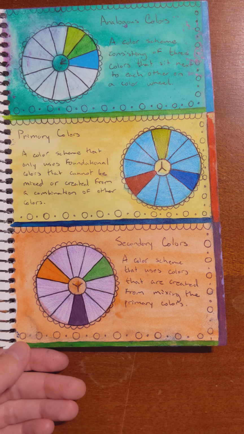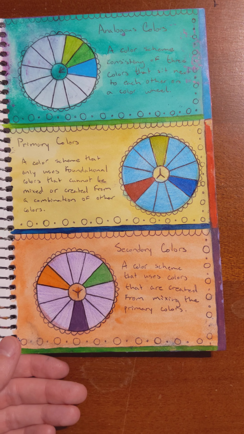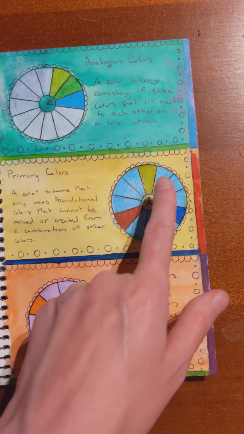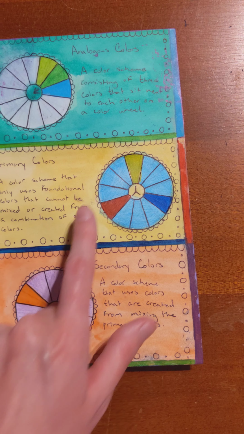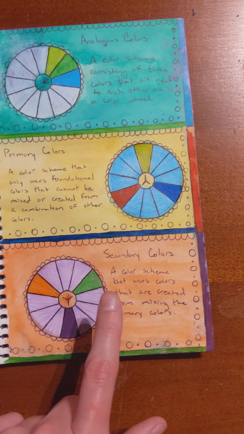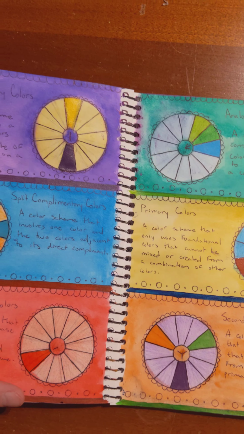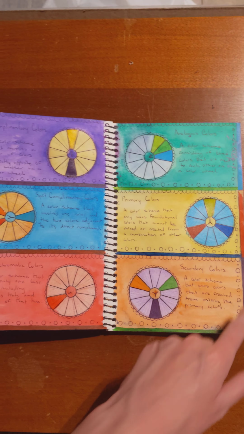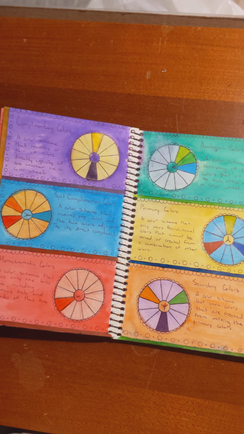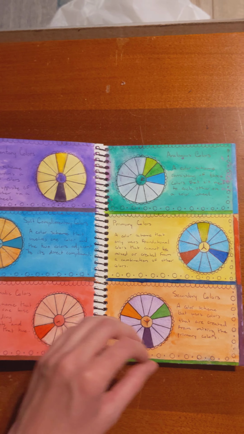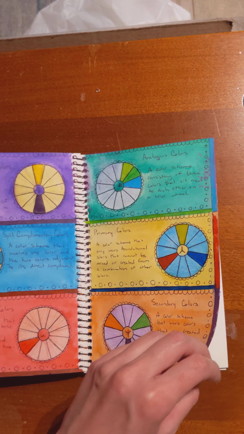For secondary colors, it's a color scheme that uses colors that are created from mixing the primary colors. So mixing red and yellow gets you orange, red and blue gets you purple, and yellow and blue gets you green. I always tried to get as many colors from the color wheel as I could onto my wheel while I was doing this, so I tried not to repeat other ones too much.